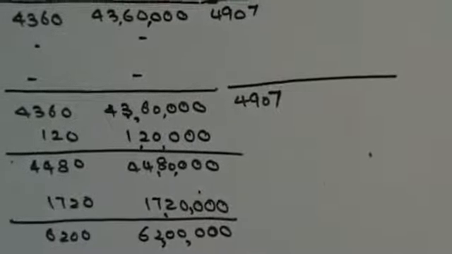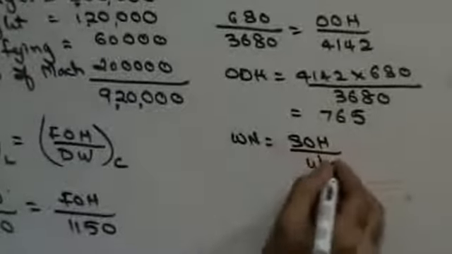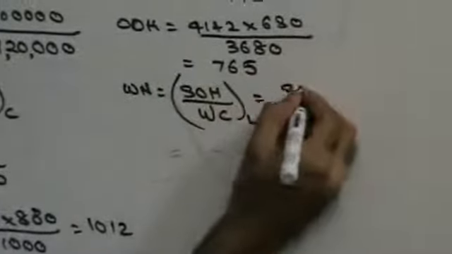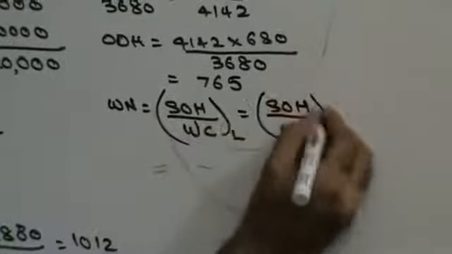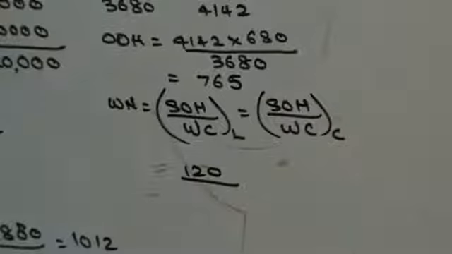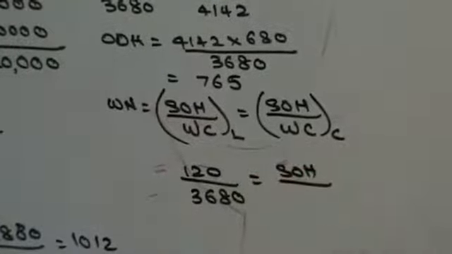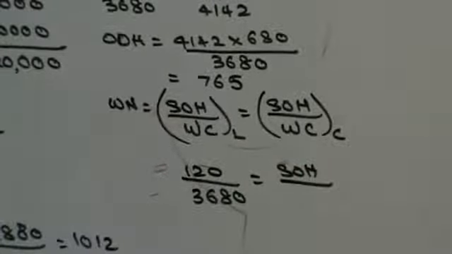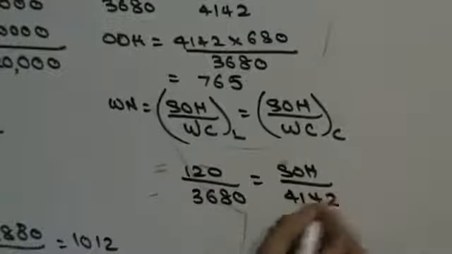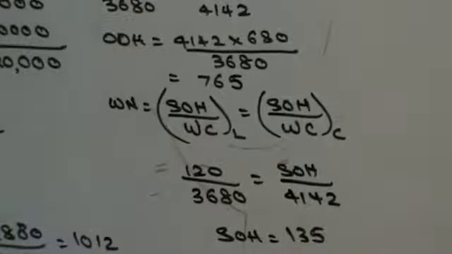4907. Next, sales overheads is also to be recovered as a percentage of work cost. So working note 4. Sales overheads upon work cost of last year is equal to sales overheads upon work cost of current year. Sales overheads is 120. Work cost is 3680. Sales overheads we don't know. Work cost of the current year is nothing but 4142. Sales overheads is 135. 5042.